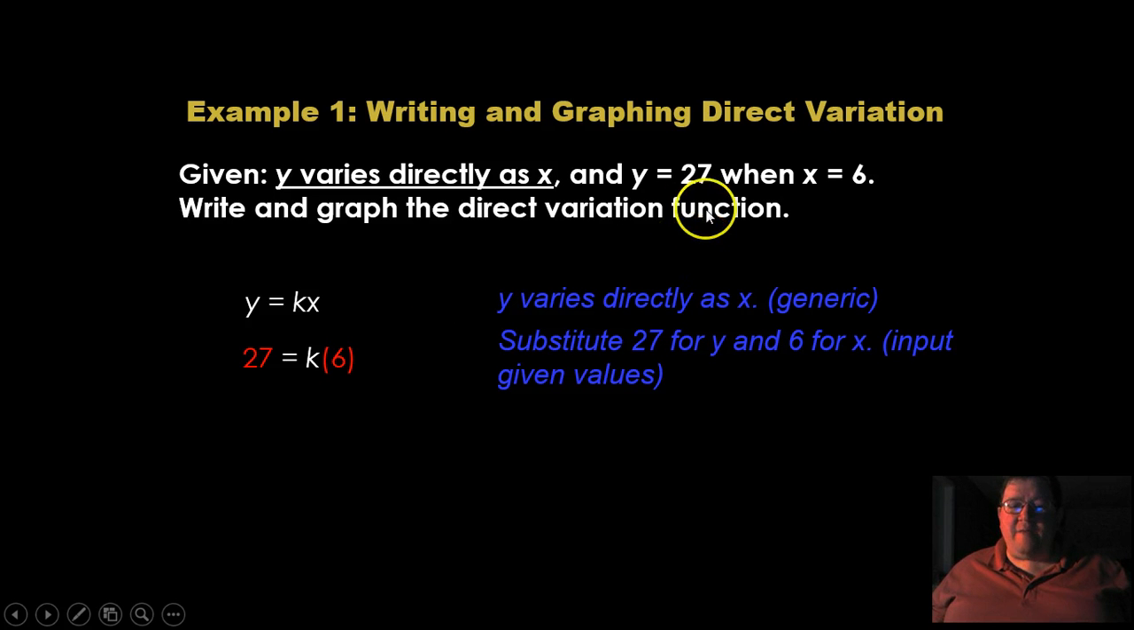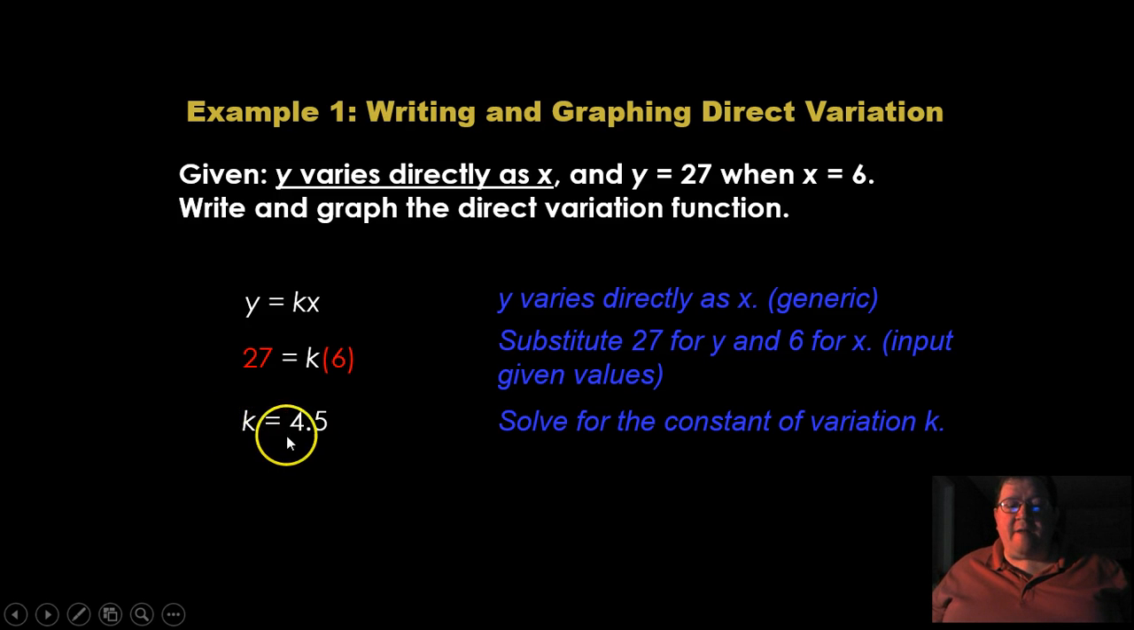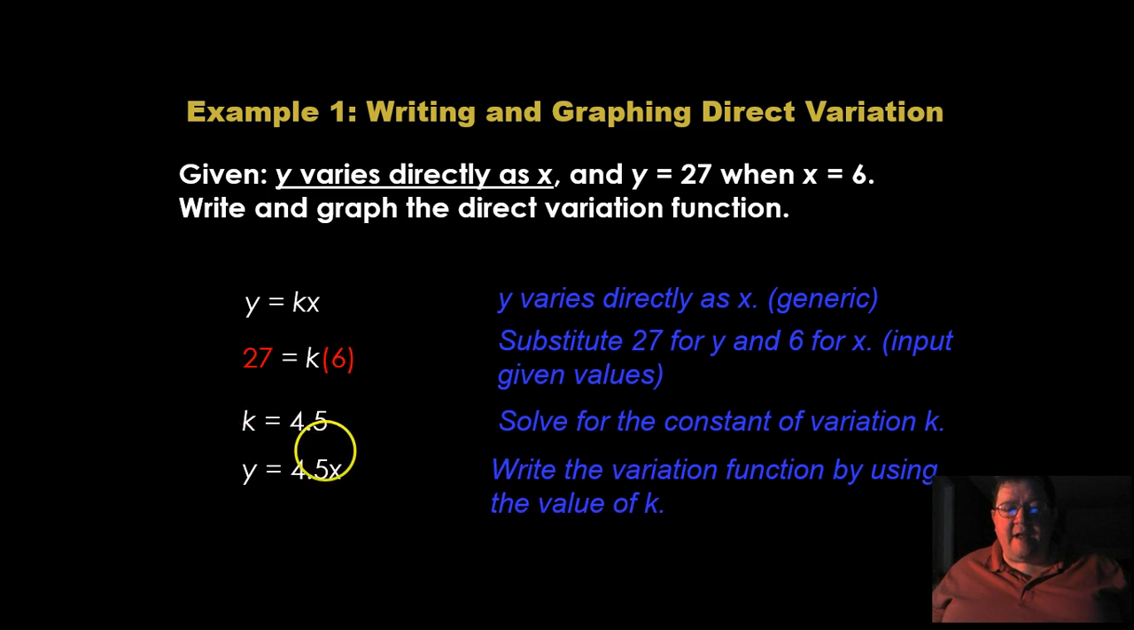Now take the information they were given and substitute it in. It said y is 27 when x is 6. We still don't know what k is. But now we can solve for k and figure out that k equals 4.5. All right, well, we're almost done. The only thing we need left in order to graph it is to plug k in to the equation. Y equals 4.5x. Well, that's an equation we can graph, and I'll show you that on the next slide.